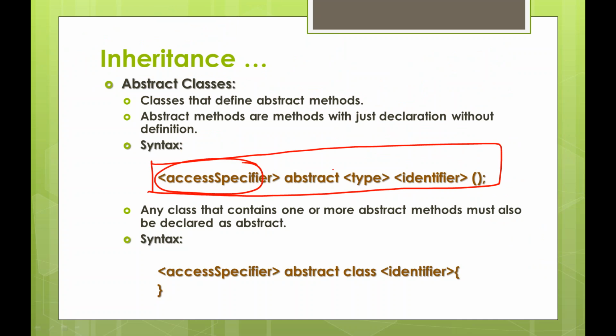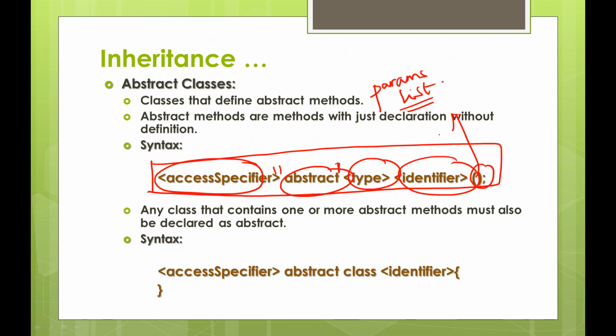You specify the access specifier, use the abstract keyword, then the return type and the identifier, and open and close parentheses. You can have a parameter list also, but it will not have the method body. So any class that contains one or more abstract methods is called an abstract class.